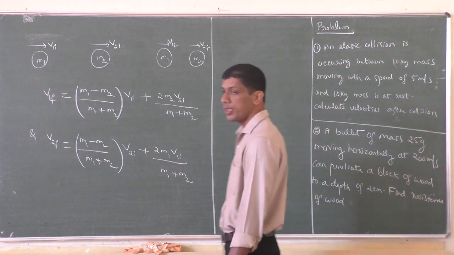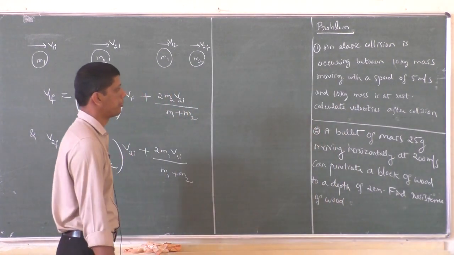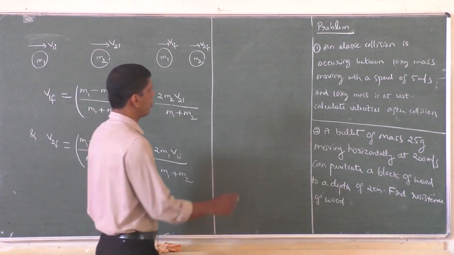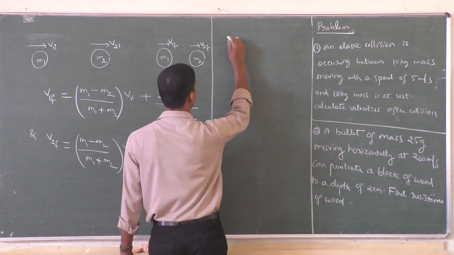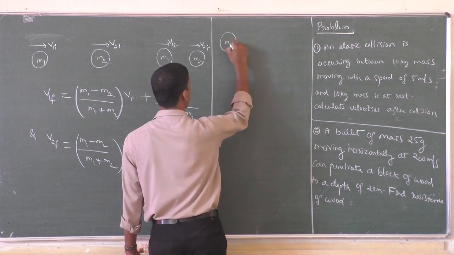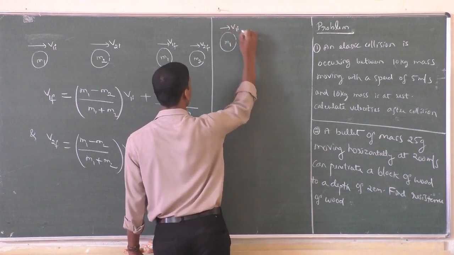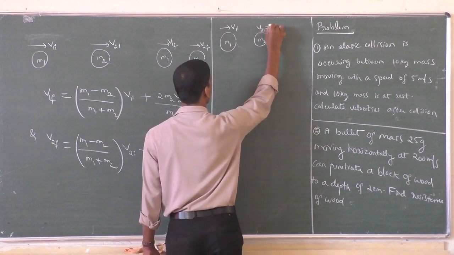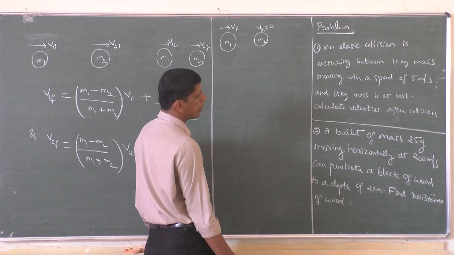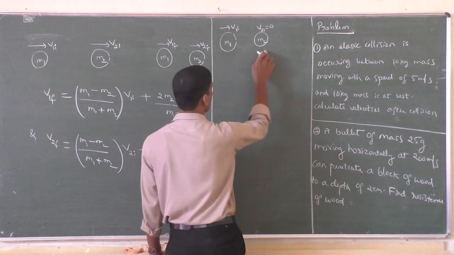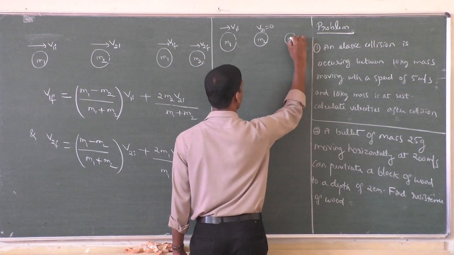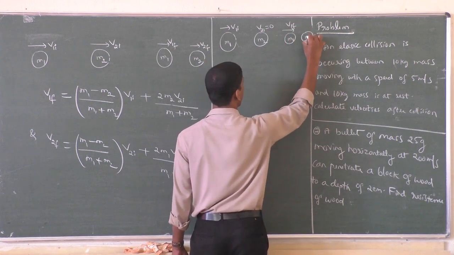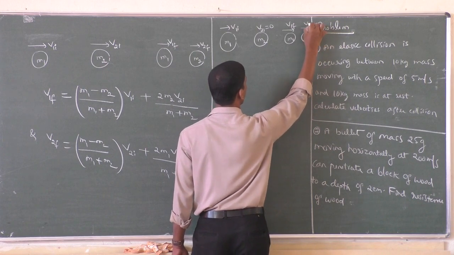One body is moving, another body is at rest, that is what is given. First body is moving, second body is at rest. So we have to draw the diagram like this. m1 is moving at the velocity v1i, and the second body m2 is at rest, therefore v2i will be equal to 0. We have to calculate the velocity after collision. So the first body goes and collides with the second. After that, the first body m1 is moving with the velocity v1f, and the second body m2 is moving with the velocity say v2f.